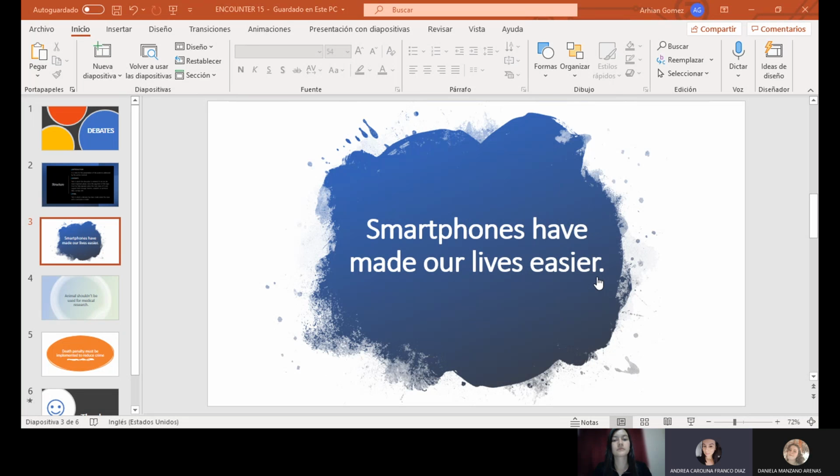But we need that type of technology because it's necessary. Now it's completely part of life. Without them, it's like going back in time. And of course, that can happen because technology is evolving a lot. So for me, smartphones are part of human life now, I think.